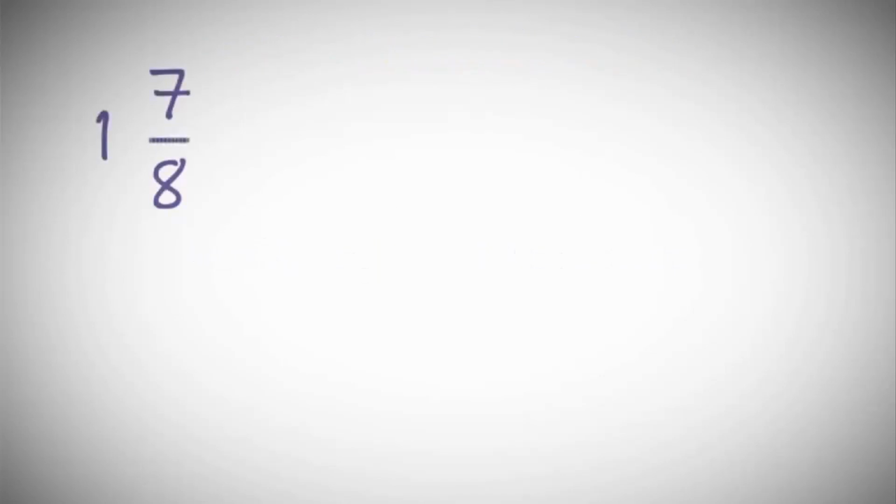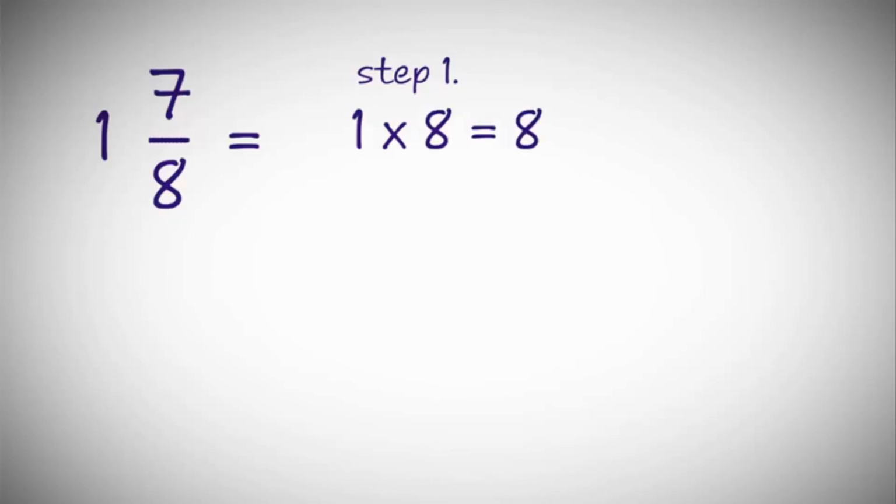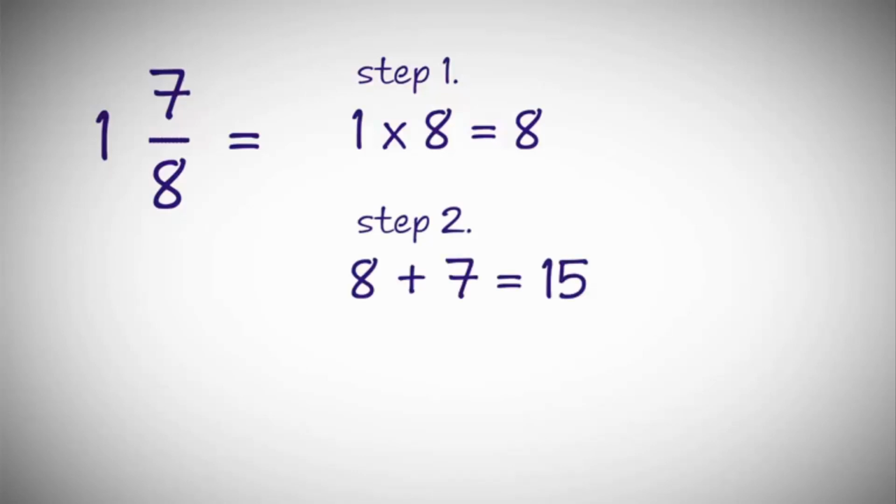Let's try an example. Take the mixed fraction 1 7/8. Step 1 is to multiply that whole number by the denominator. So 1 times 8 is equal to 8. Then take that value and add in the numerator. 8 plus 7 is going to be 15. Finally, step 3 is to take that total, 15, and put it over the original denominator, which is 8. So 1 7/8 is equal to 15 over 8.